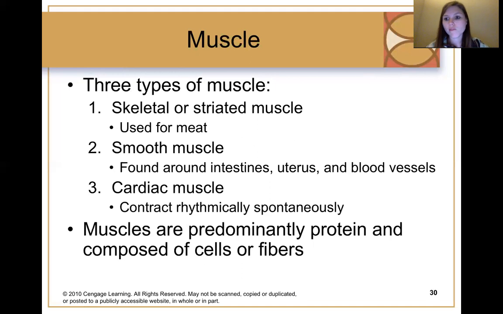So if you need to move your arm or something like that, a signal from your brain and your nervous system is going to allow you to move your arm. With the heart, it's kind of involuntary. It happens. You don't have to think about, okay, well, I need my heart to pump. It just does it. So that's one difference with cardiac muscle there. So muscles are predominantly made of protein, and they're composed of cells or fibers.